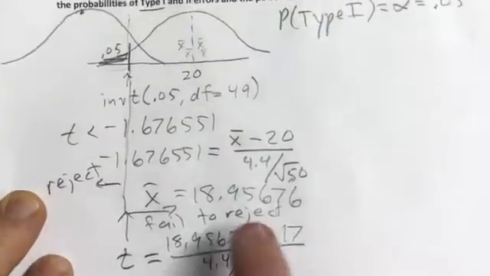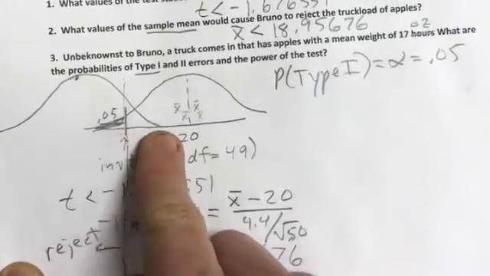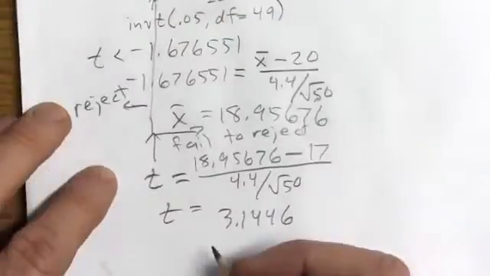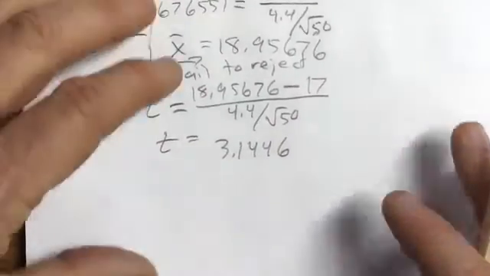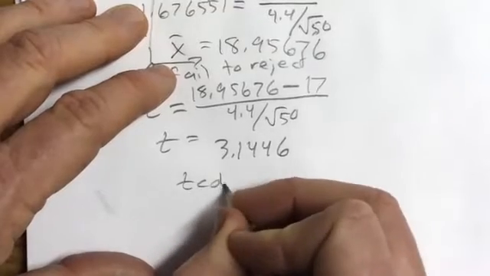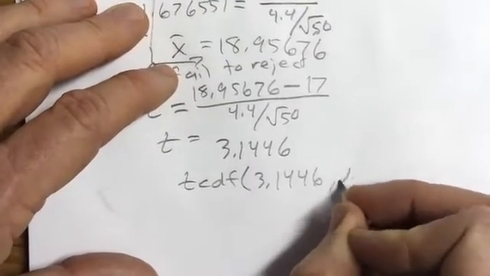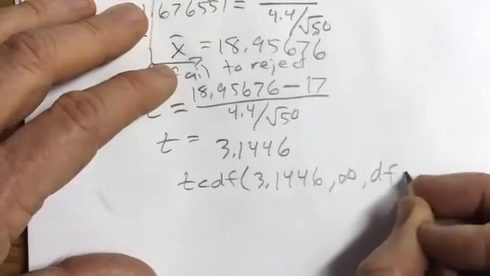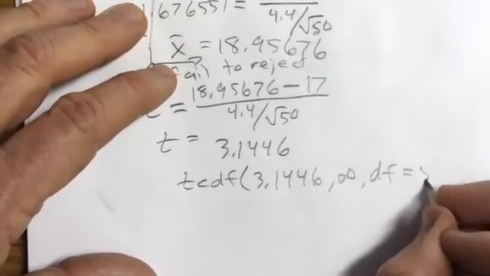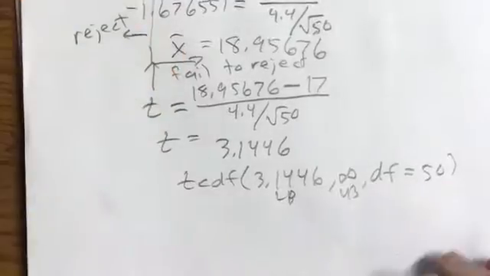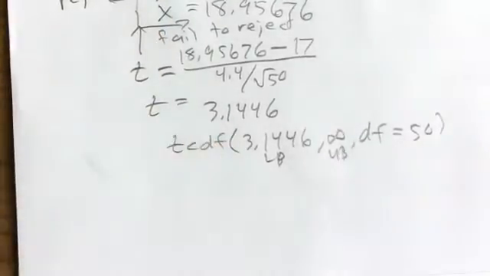And so type 2 error is going to be the area of this curve above this, so we would do tcdf from 3.1446 to infinity. Our degrees of freedom is still our sample size minus 1. That's our lower bound, and that's our upper bound. So let's see what we get.